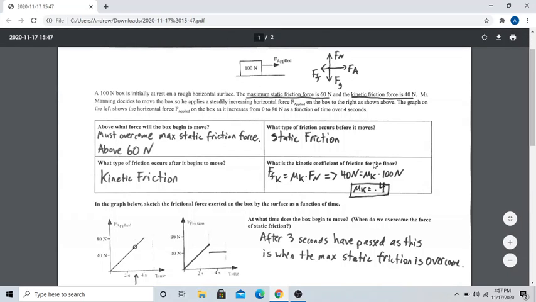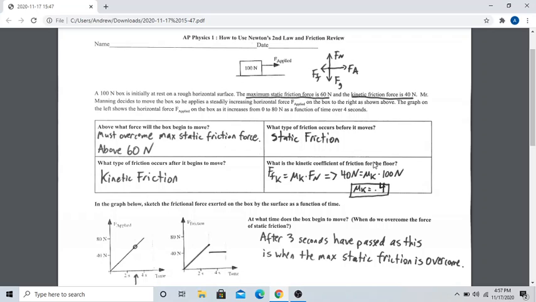Now, we know F_fk, the kinetic friction force, it told us it's 40 newtons. The normal force, it doesn't explicitly say at first, but if we use our FBDs and our knowledge, we know that the up and down forces here appear to be balanced. So the normal force will equal the weight, and the weight is 100 newtons. So right there, you can solve for mu k, it's just going to be 0.4. And the coefficient of friction does not have a unit of measurement. It's just a coefficient. All right?